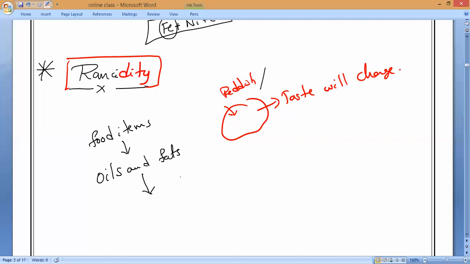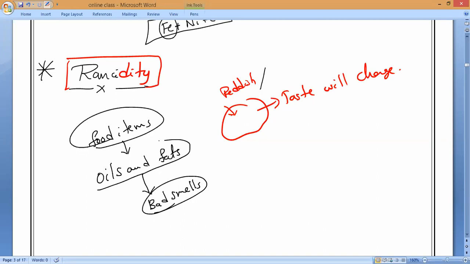How is it giving a bad smell, guys? Can anybody tell me? The bad smell comes when food items are prepared with oils and fats; different kinds of items are prepared with oils and fats, correct?